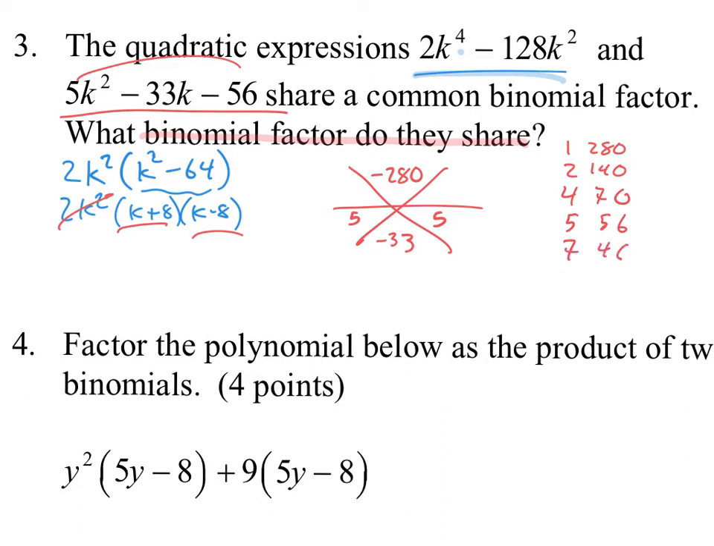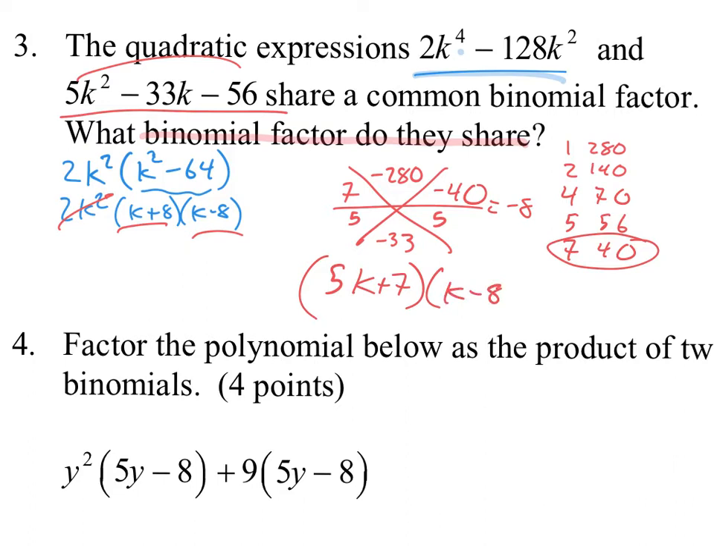7 and 40. And I think we just found our culprit. I think it's 7 and 40. So I'm going to put a 7 here, and I think I'm going to make this a negative 40. That means one of my factors would be 5k plus 7. This reduces to negative 8, so my other factor would be k minus 8.